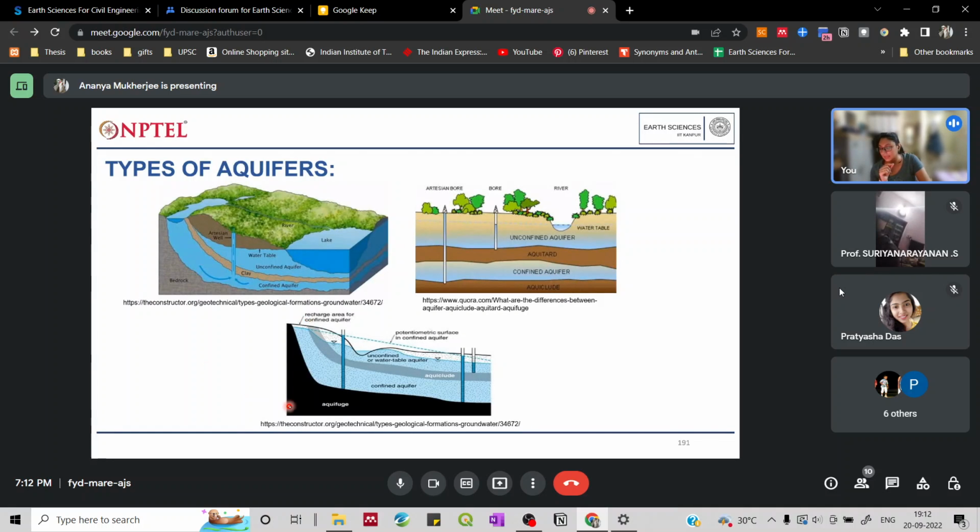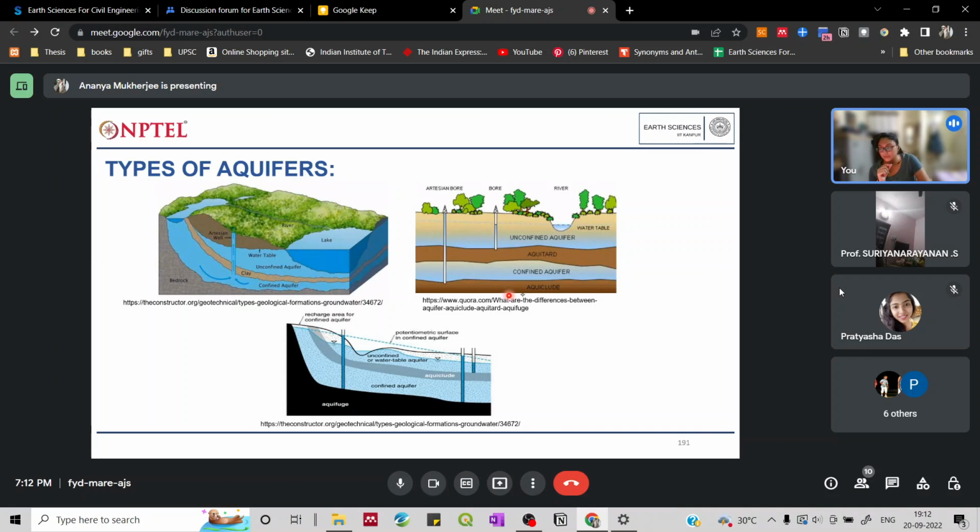Then another kind of geological formation that we have is aquifuge. Aquifuge has very low porosity and very low permeability. Usually igneous and metamorphic rocks can be called aquifuge. So the water over here cannot seep down anymore. It cannot percolate below this aquifuge.